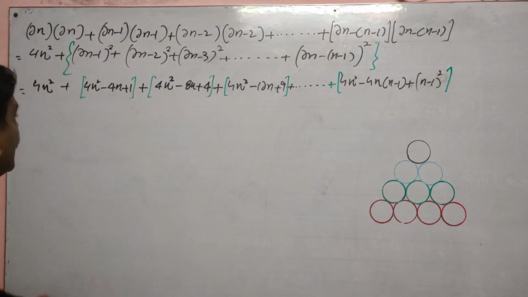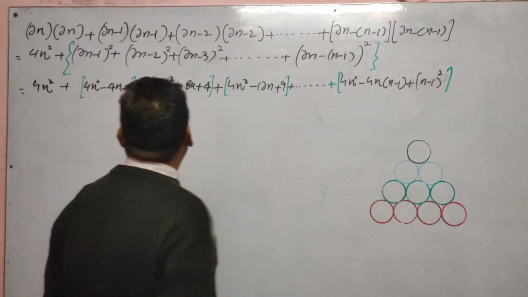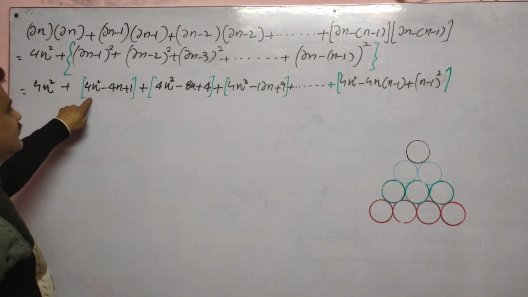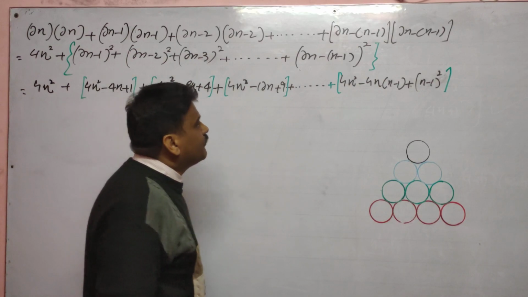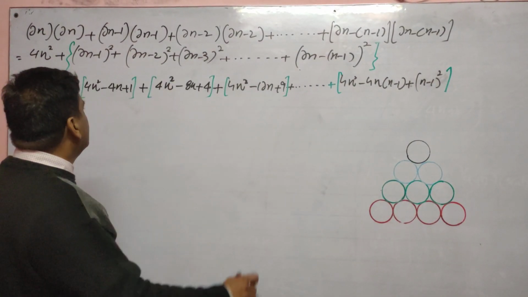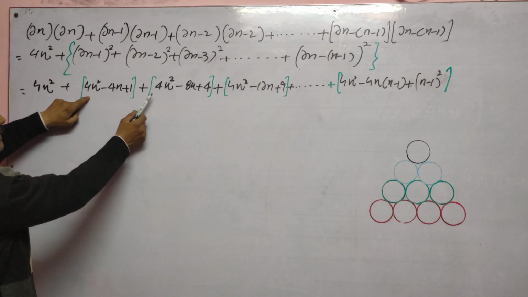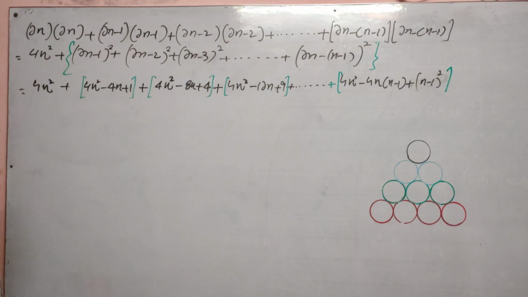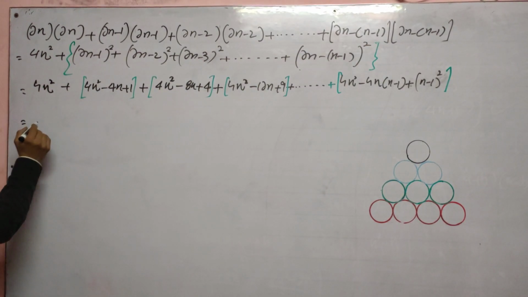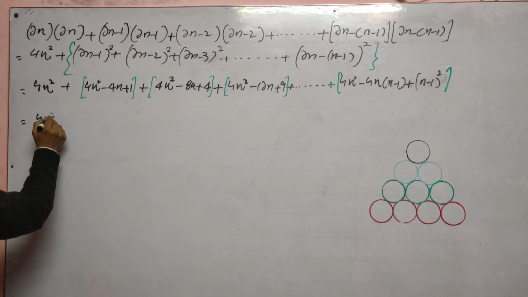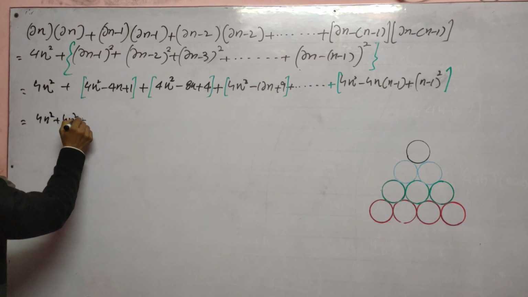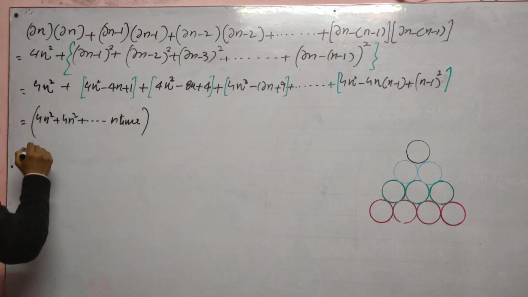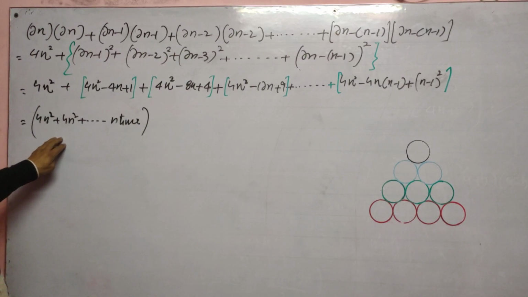Each bracket goes up to n minus 1 time. Okay? We can now write 4n squared plus 4n squared plus 4n squared. You see, 4n squared plus 4n squared plus 4n squared goes up to n minus 1 time, and by including this 4n squared, this will go up to n times: 4n squared plus 4n squared, and so on up to n times.